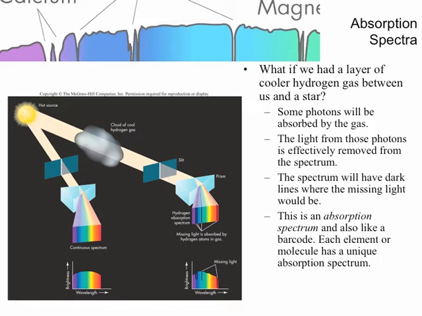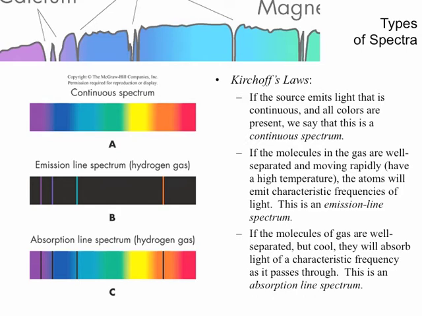This is due to the fact that the photons interact with the atoms in the cool gas, and those atoms absorb some of the light. So there are several different types of spectra then. There is the continuous spectrum, which would be the case if everything was a perfect black body. It would look like the smooth curves that we saw earlier, or it would look like Exhibit A if we broke it into colors.